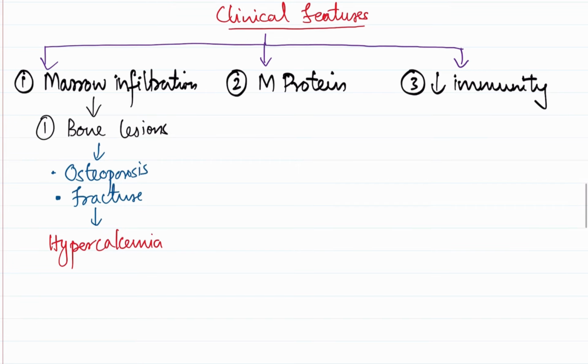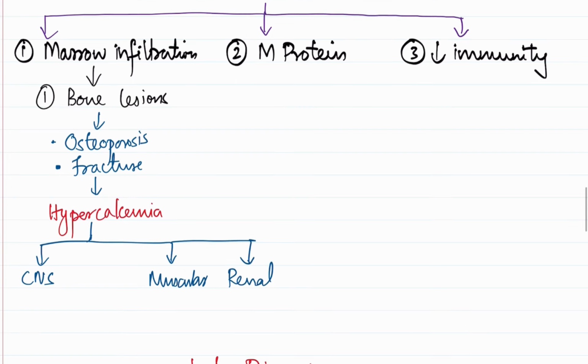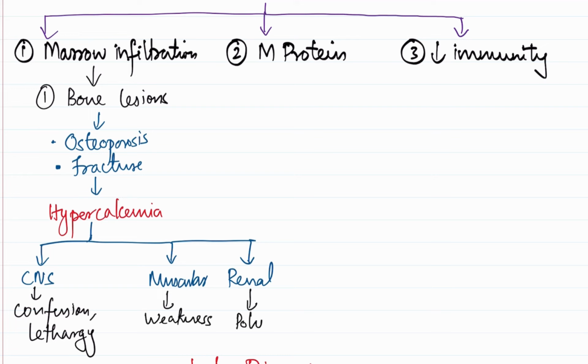Now, what are the features of hypercalcemia? Hypercalcemia will present with CNS features, muscular features, and renal features. In the CNS, there will be signs of confusion, drowsiness, lethargy. In the muscles, there will be weakness. And in the renal system, there will be increased urinary excretion, so there will be polyuria. These are the consequences of hypercalcemia.